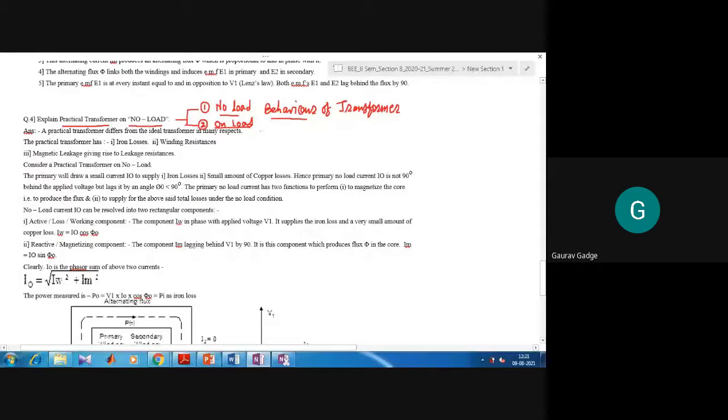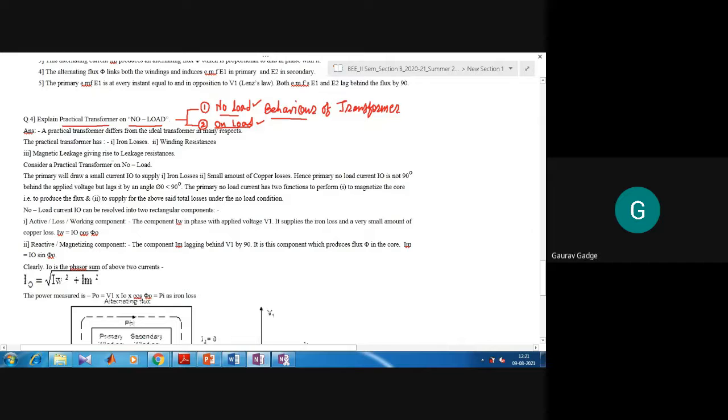Again there are categories, like if you connect a resistive load to the transformer how does it behave, if you connect an inductive load how does it behave, if you connect a capacitive load how does it behave. So we do not have to deal with so many details, but the only thing we have to check is these two conditions: when the transformer is without load and when the transformer is with load. Is it clear with this concept? Okay, now let us start with this.